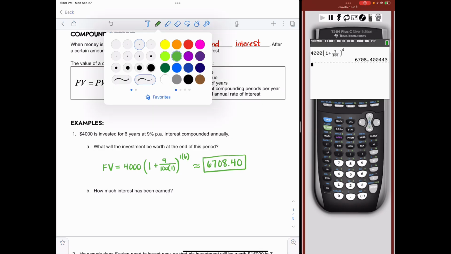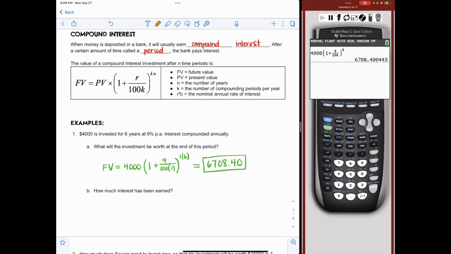So the next question is asking how much interest has been earned. Interest is how much the bank paid. Basically it's your total value, which is $6,708.40, and we have to subtract the amount of money that you invested yourself, which will give us the interest of $2,708.40.